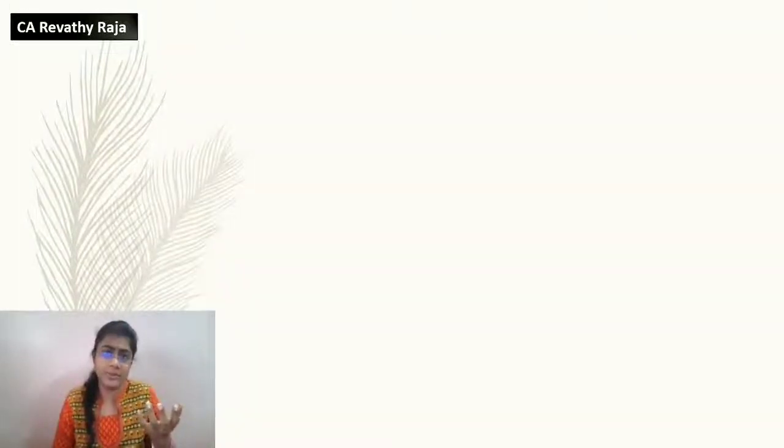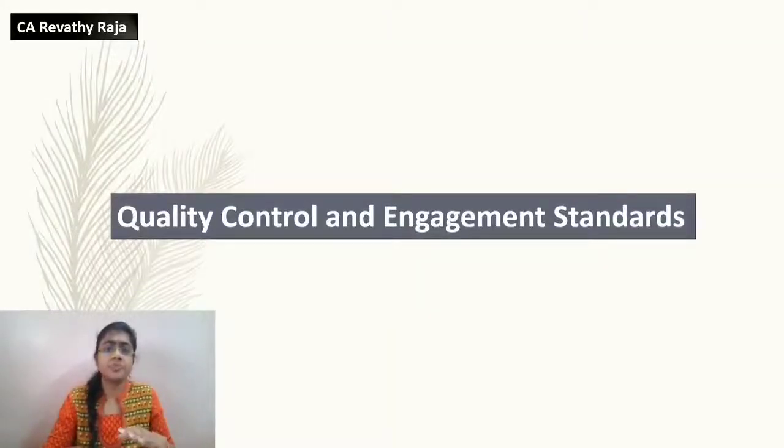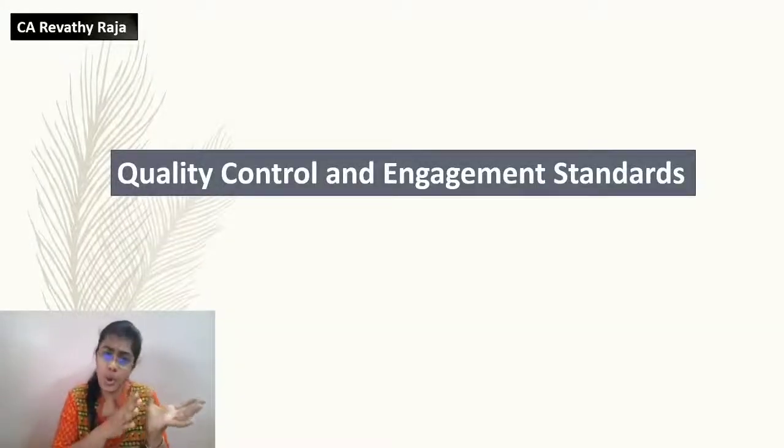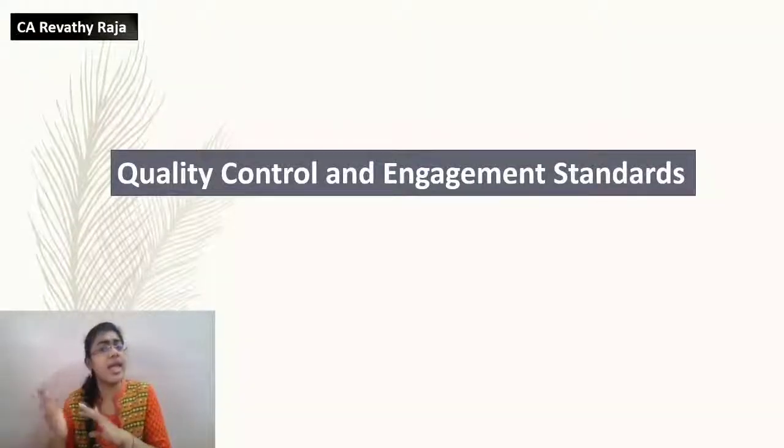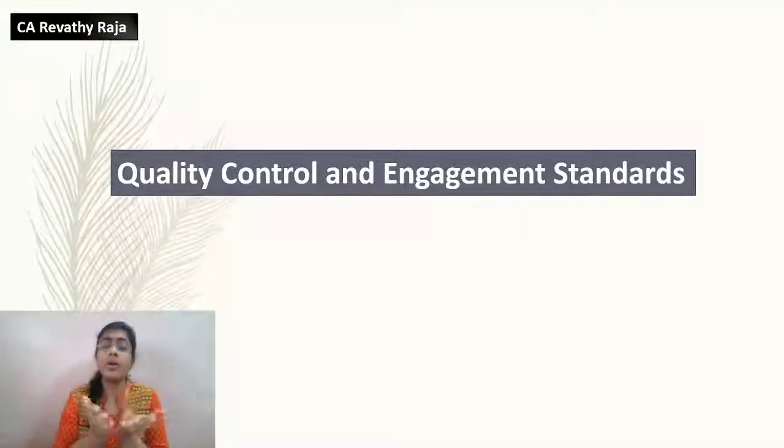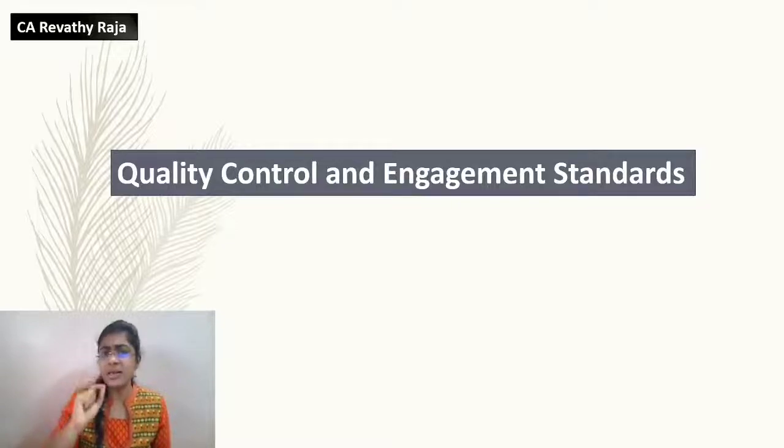be applied. Okay. So it is quality control and engagement standards. We call it as quality control and engagement standards. Now, standards are issued by AASB. What is AASB? Auditing Assurance Standard Board of ICAI. These standards issued are broadly divided into five.